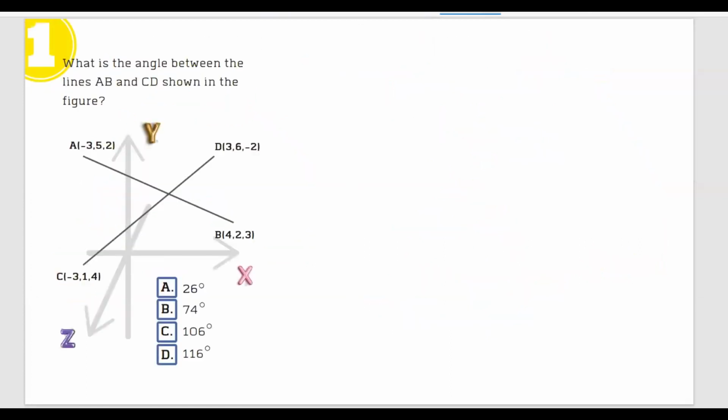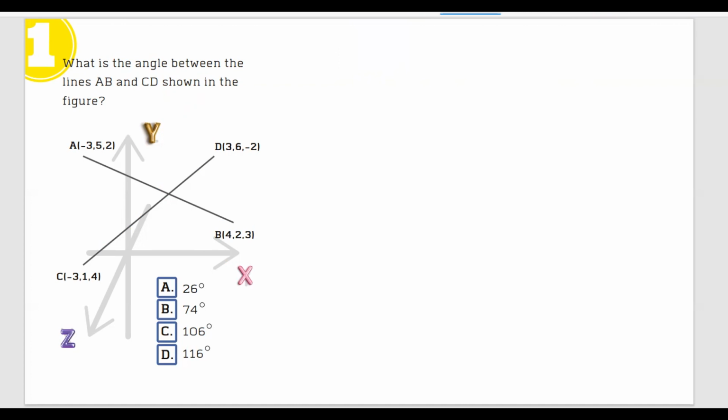What is the angle between lines AB and CD shown in the figure? So we're given two lines, we have the coordinates of the lines, and we have to calculate the angle between them. Every time you're asked to calculate an angle between two lines, between two vectors, I want you to think right away about a dot product, because we have two formulas for the dot product, and especially if you have the coordinates of the vectors, you are able to calculate the angle between them. So let's figure out which angle we have to calculate.